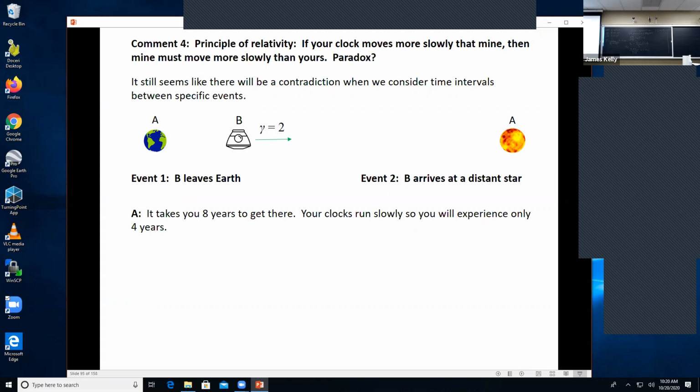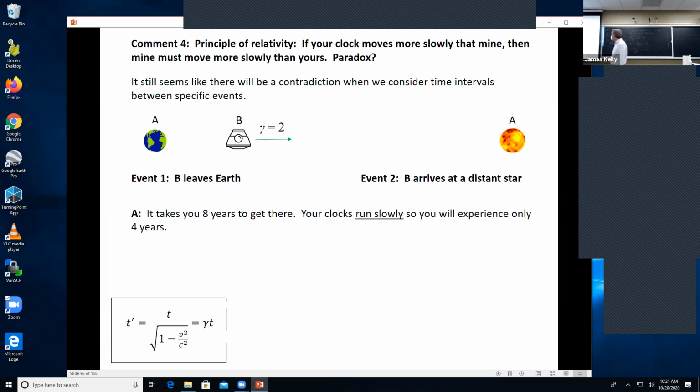So A says, from my point of view, my scientists took measurements, and it takes you 8 years to get there. So your clocks run slowly, and therefore you, B, are going to experience only 4 years because your clocks are running slowly. Okay? This is after the whole trip is done, or maybe when they're still doing the calculations and they're not sure about it. They're running slowly because gamma is bigger than 1. Gamma is 2 here, and that means the tick length from the point of view of Earthlings, the frame in which the ship is moving, the ship's clock takes twice as long as the corresponding clock on Earth to tick off a year or whatever.